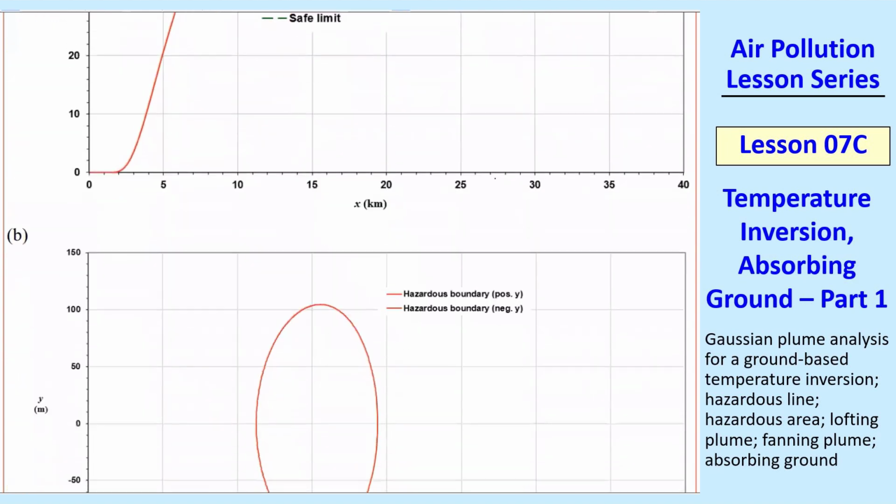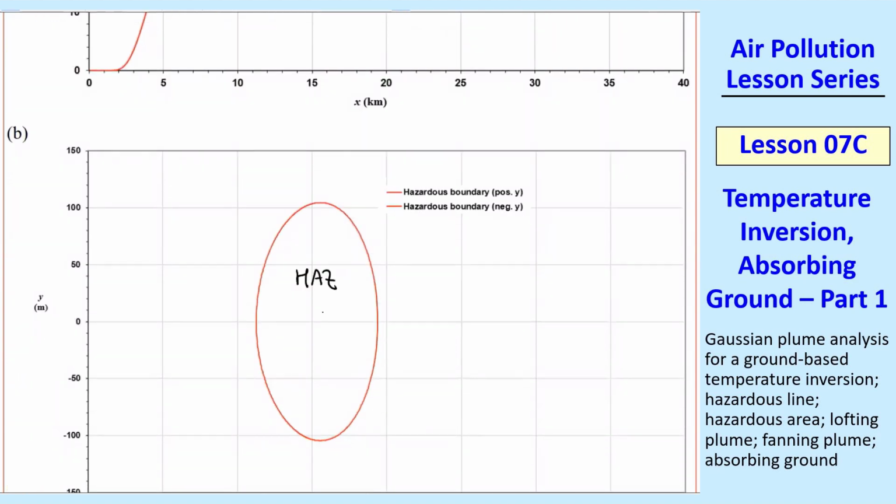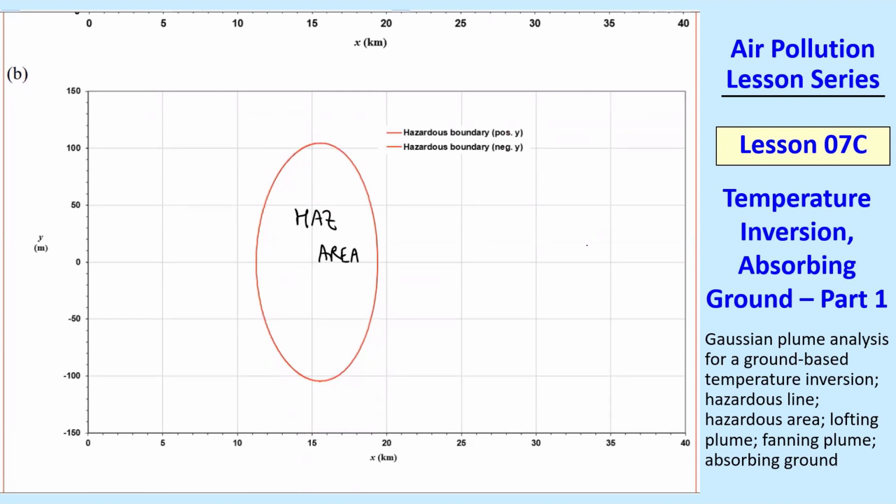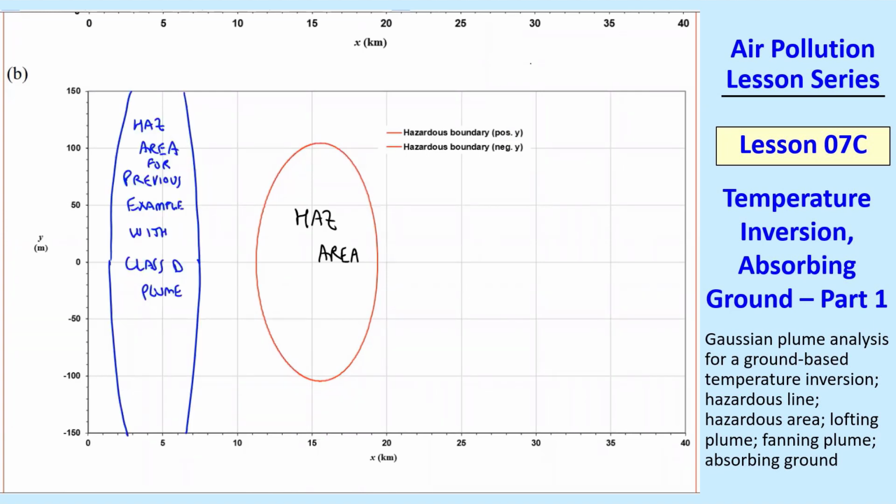And then I actually plotted that hazardous area, everything inside this ellipse. This one looks sort of like an egg, vertically a squashed egg, because I have such a huge scale in X. And then for comparison, if you look back at the previous example where we had the same plume, but we had no temperature inversion, it was a class D, which has been my example for many other of our lessons, we had this hazardous area. So if you look back on this plot, it would look something like I sketched here in blue. This is the hazardous area for our previous example with an absorbing ground and class D conditions.